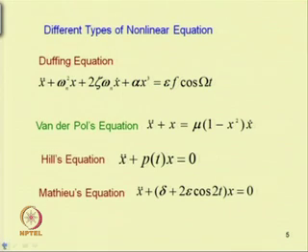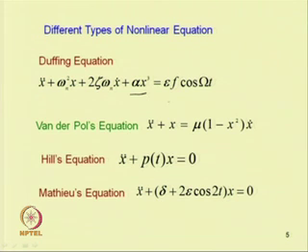Till now, in the case of discrete systems, we have studied different types of nonlinear equations. The equations of motion we have derived so far can be categorized into these types: one is the Duffing type of equation, another is the Van der Pol equation, and the third is Hill's equation and Mathieu equation. In the case of the Duffing equation, we can have a cubic nonlinear term, or the nonlinearity can also be of higher order.